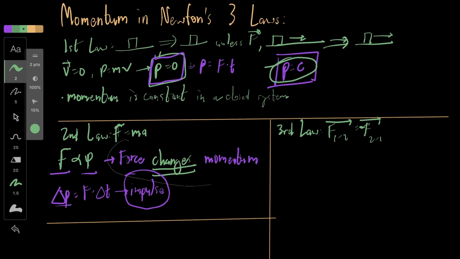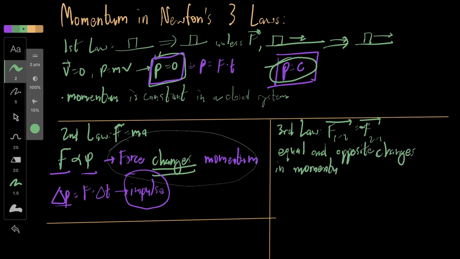Since force changes momentum, this means that there will be equal and opposite changes in momentum. And do you know what happens to equal and opposite changes in momentum, or in any quantity, when they add up? Well, that becomes 0. And that is exactly the biggest reason why all of this happens. Because the third law proves that initial momentum is equal to final momentum, which is basically conservation of momentum.